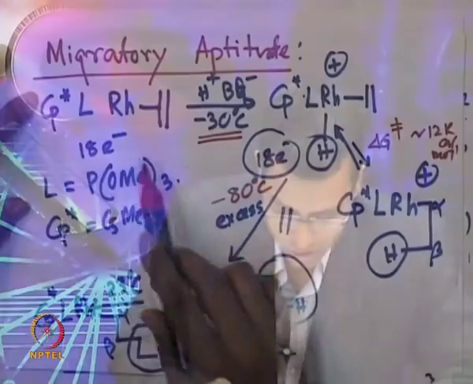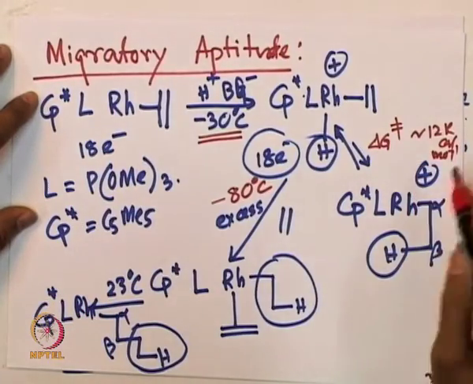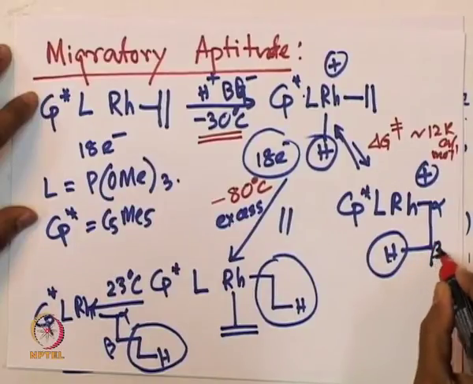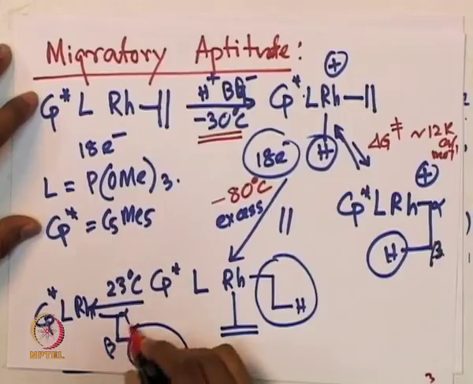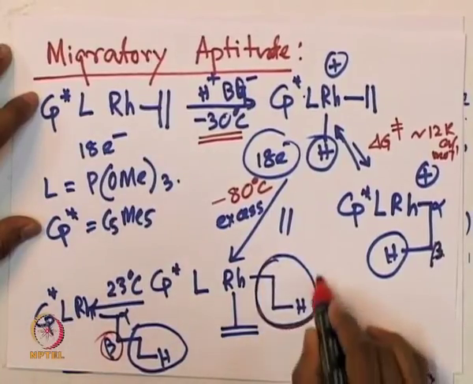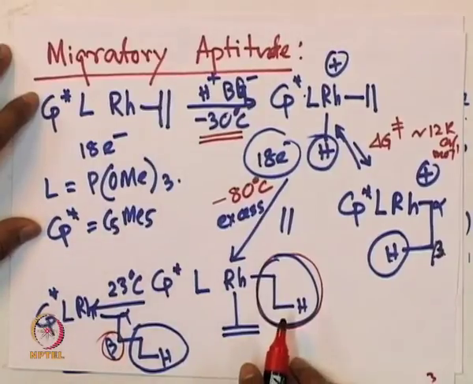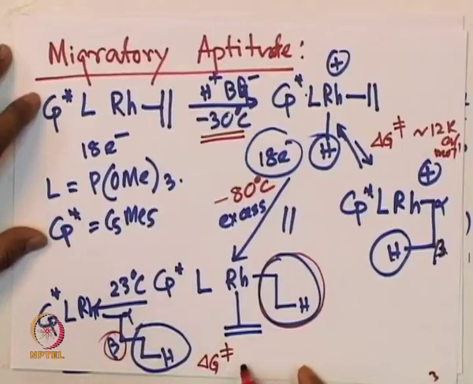Now let us look at the scheme once again. So we have this step, of course this is a beta migratory insertion, this is the beta position. Now this is also a beta migratory insertion, as you see that at the beta position this whole alkyl group is getting transferred. Now delta G for this reaction is going to be something like 22 kcal per mole.